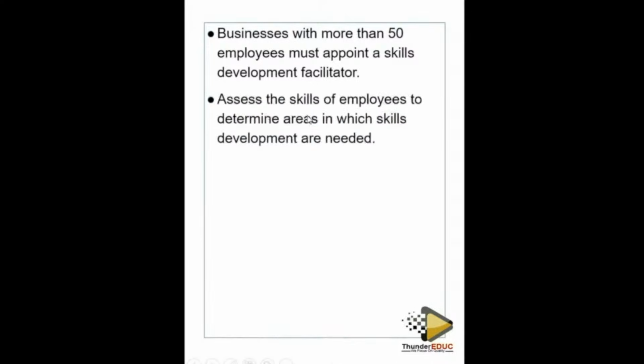Assess the skills of employees to determine areas in which skills development are needed.